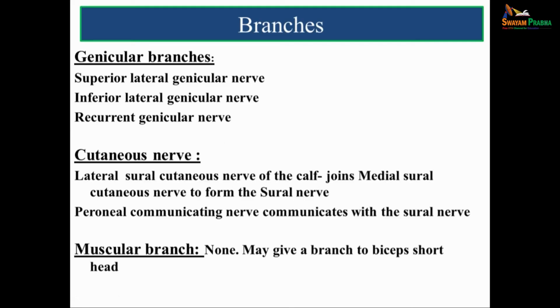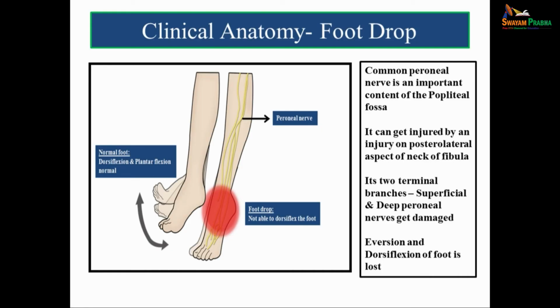The cutaneous nerves, the lateral sural cutaneous nerve of the calf, joins the medial sural cutaneous nerve to form the sural nerve, and the peroneal communicating nerve also arises from this, and that communicates with the sural nerve. Now we are coming to the last part of the lecture, the applied aspects, the clinical anatomy.